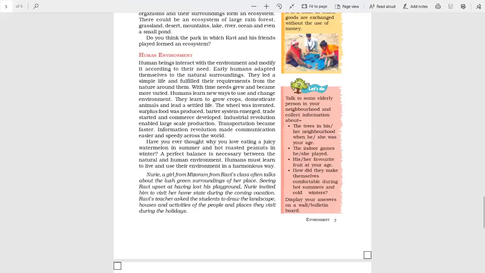Noori, a girl from Mizoram, from Ravi's class, often talks about the lush green surroundings of her place. Seeing Ravi upset at having lost his playground, Noori invited him to visit her home stay during the coming vacation. Ravi's teacher asked the students to draw the landscape, houses, and activities of the people and the place they visit during the holidays. So students, this was all about the chapter.